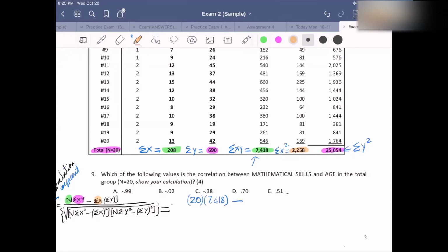All right, I got Brianna. Other people. What is the sum of x? The sum of x is right here, right? So what is it? All right, Merlos. It is 208, right? The sum of x is 208, okay?